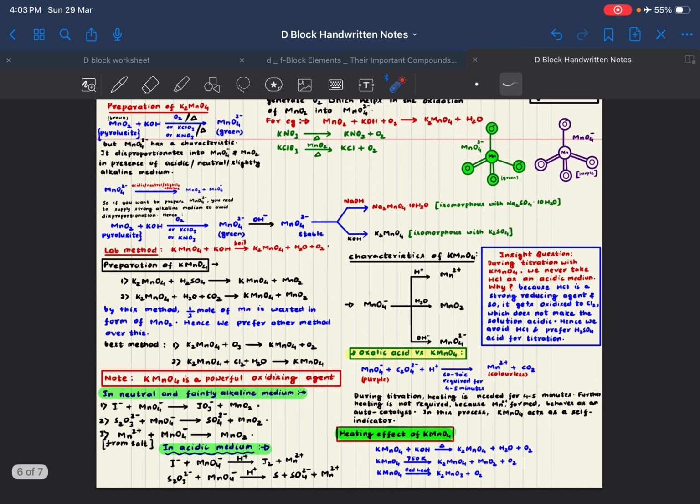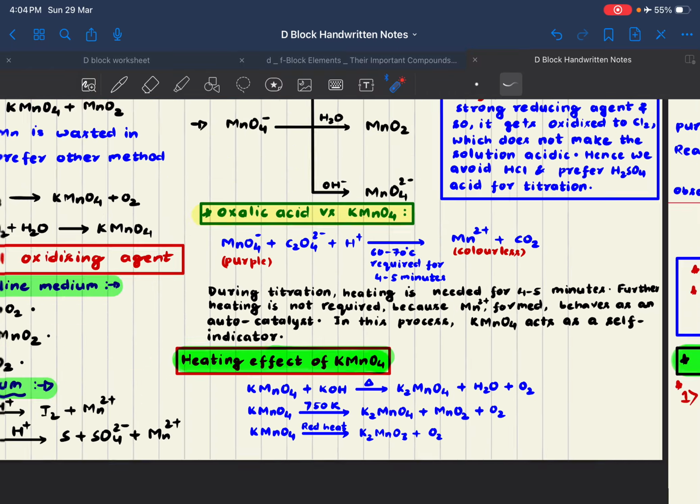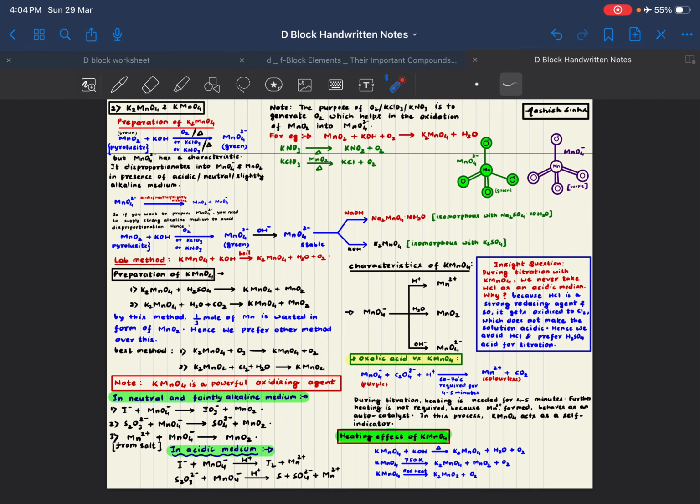Okay, that is a heating effect. Another: if you heat potassium permanganate at 750 Kelvin, you will get potassium manganate, manganese oxide and oxygen. And if you heat further, red heat means red hot, superheated, it will give you K2MnO3 plus oxygen. So you need to learn all these reactions by heart. Okay guys, so this is the completion of compounds.